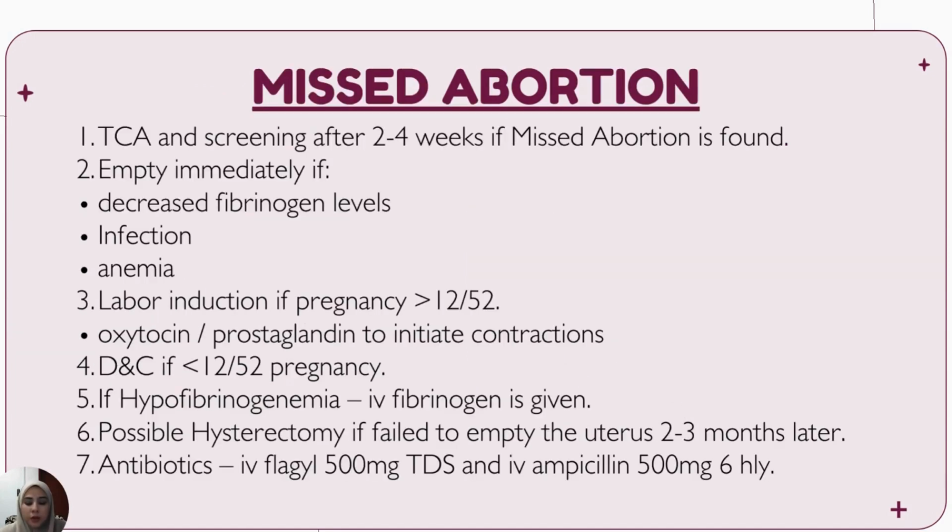For the management of missed abortion, patient will be given TCA and screening after 2 to 4 weeks if missed abortion is found. The uterus will be emptied immediately after decreased fibrinogen level or if the patient has anemia or infection. Then labor induction if pregnancy is more than 12 weeks, IV oxytocin or prostaglandin to initiate contraction. DNC if less than 12 weeks of pregnancy, and if hypofibrinogenemia, IV fibrinogen is given. Possible hysterectomy is done if failed to empty the uterus 2 to 3 months later, and IV antibiotics such as Flagyl and IV ampicillin will be given to the patient.